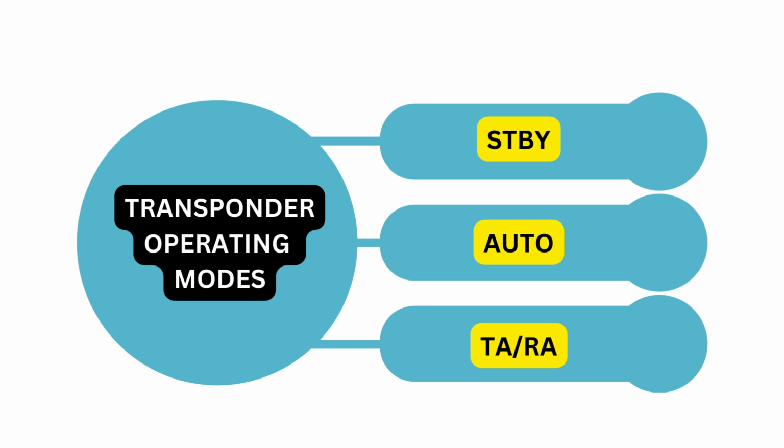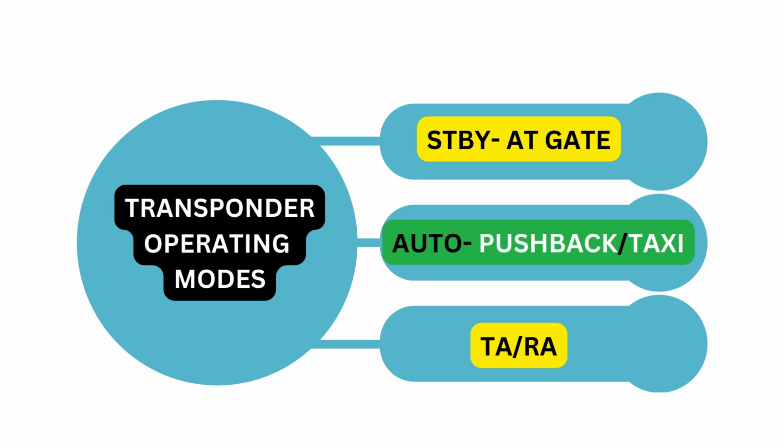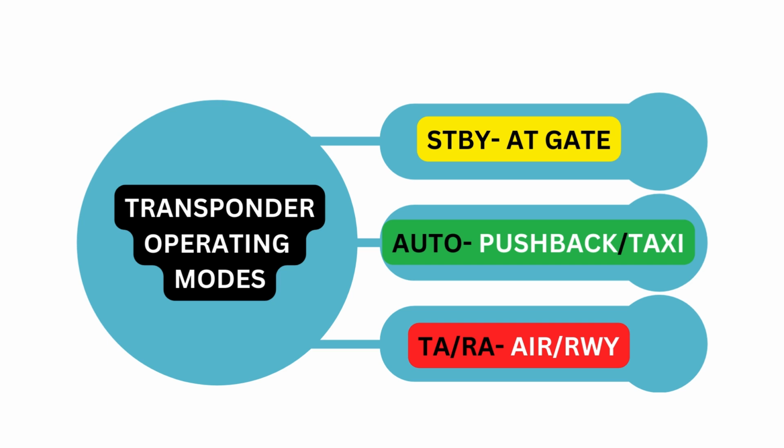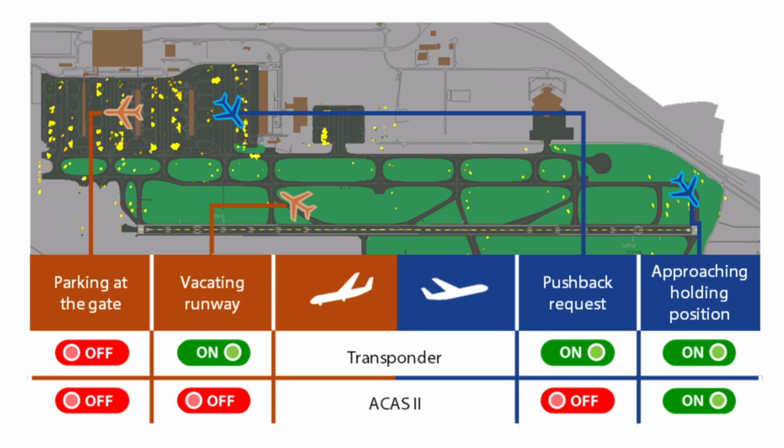There are 3 transponder modes of operation: standby, auto, and TA/RA mode. When an aircraft is parked at the gate, standby mode shall be selected. The transponder will not send interrogation pulses, thus there will be no TCAS warnings during standby mode. Auto mode will be selected when the aircraft pushes back or taxis. This will not generate RA warnings, but the aircraft ID will be displayed to the ATC radar system. When the aircraft is on the runway or in the air, the transponder is set to TA/RA mode. This will generate traffic advisories and resolution alerts to the pilot.